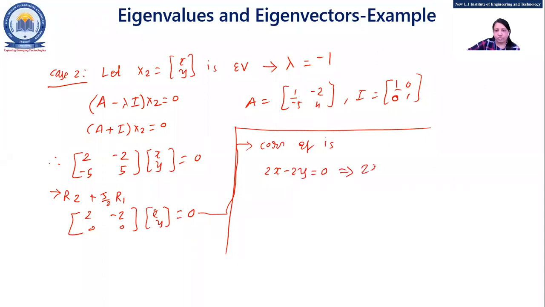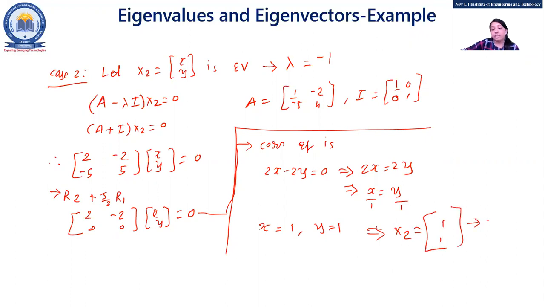So you can write 2x equal to 2y, so we can write x equal to y. That means x upon 1, y upon 1. So we can say x equal to 1 and y equal to 1. So our x2, that means what? The eigenvector is what? 1 1, which is the eigenvector corresponding to lambda equal to minus 1. So in this way you can solve the example of eigenvalue and eigenvector.